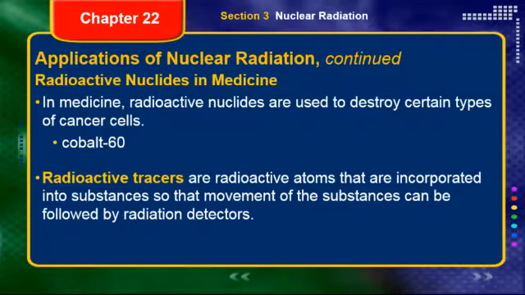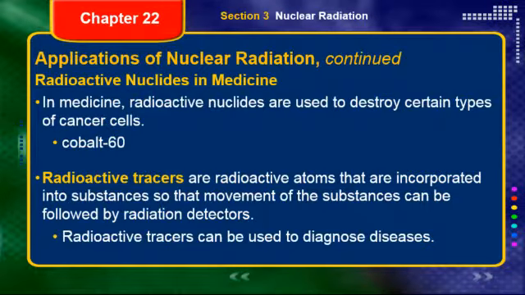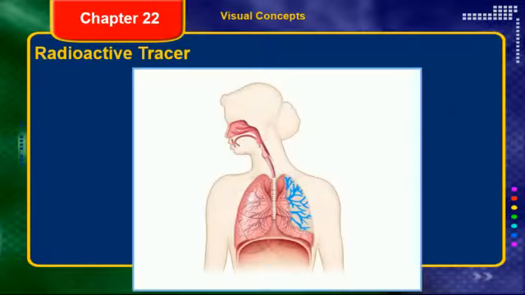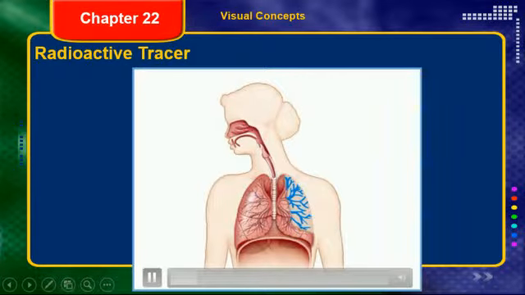Radioactive tracers are radioactive atoms that are incorporated into substances so that movement of those substances can be followed by radiation detectors. Radioactive tracers can be used to diagnose diseases. Radioactive tracers are short-lived radioactive compounds. They are used in medicine to track biological processes.